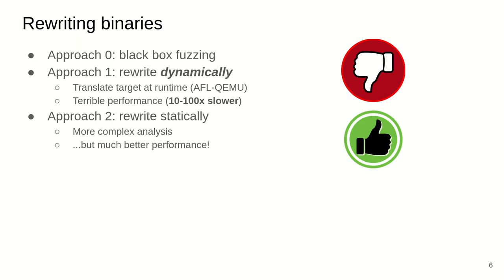Now the second approach, and this is where we'll go a bit more into detail, is to rewrite statically. This means that we develop a static analysis to rewrite the binary using a complex analysis, but then we get a lot better performance, right? So this requires a little bit of work ahead of time, a complex analysis and a complex system, but then you get much better performance because you get the same performance as if the binary was originally instrumented with coverage instrumentation, right? So you're not paying the dynamic binary translation tax.